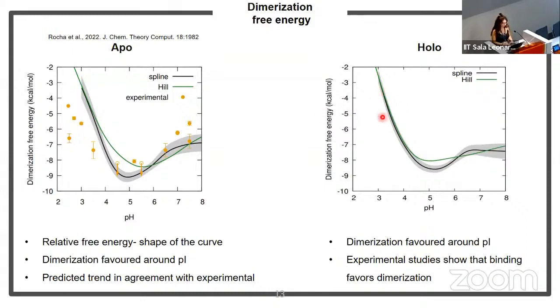And for the holo form, I still wasn't able to see in the literature if we have experimental data. Until now, I still wasn't able to find anything. This is still preliminary, ongoing work, but from the shape, we can see that the dimerization is also favored around the isoelectric point. And from what I've seen in the literature, it seems that the binding also favors the dimerization.